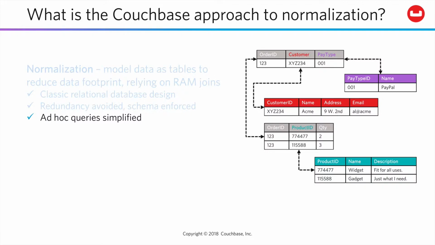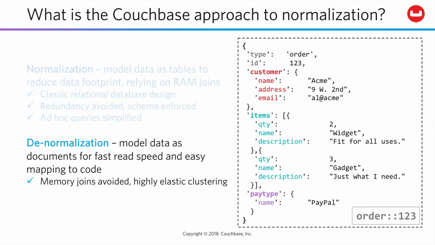All that being said, planned denormalization has become widespread in response to the exponentially expanding data floods now pouring into business systems. Denormalized data is fast to read and more easily mapped to code, potentially directly matching a target object model. In-memory joins are minimized, supporting highly elastic, massively scalable architectures.